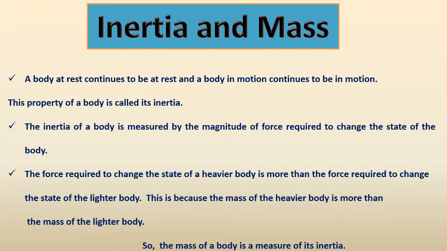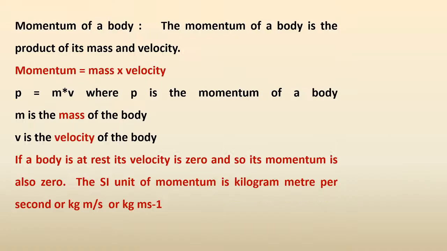Now, inertia and mass. From here it was said that a body which has more mass will have more inertia. If you pause the video and read all this, you can get a clear idea about inertia and mass. The next is momentum. Momentum is defined as the product of mass and velocity of a body. P is equal to m into v. The SI unit is kg meter per second.